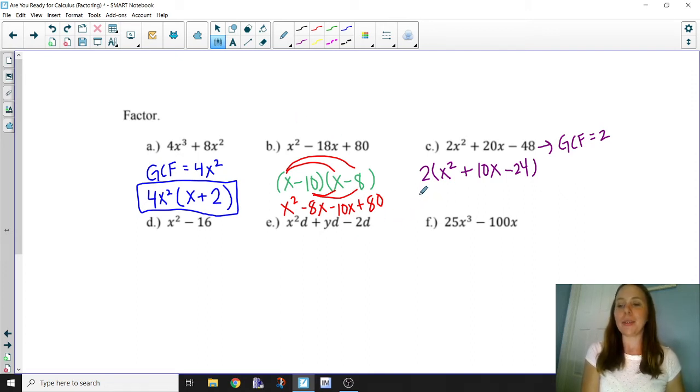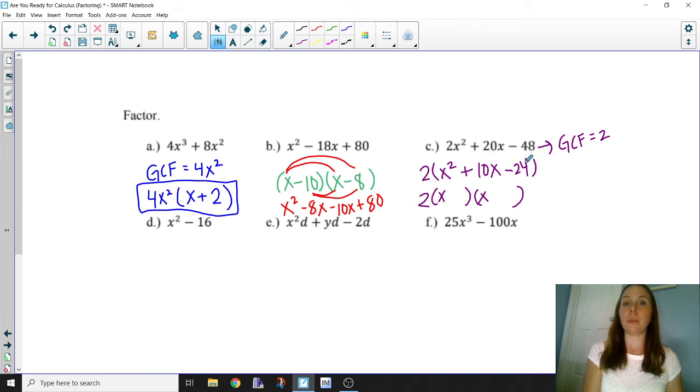Let's keep going. Okay, we can bring down the greatest common factor of 2, and we can factor x squared plus 10x minus 24 into binomial factors, again, starting with x's in the front. If you're thinking, I don't know what numbers multiply to get negative 24 and have a sum of 10, I would suggest you list them all out.